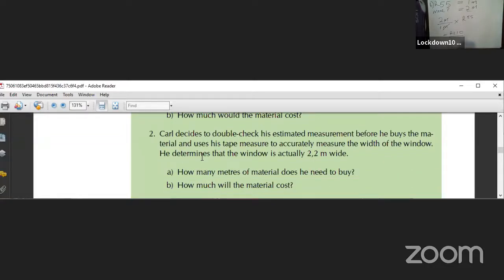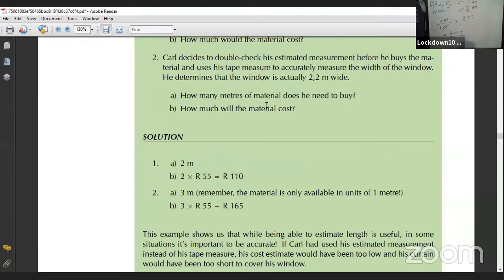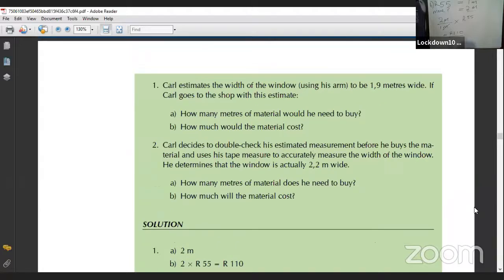Okay, let's move on to question number 2. Question number 2 says, Cow decides to double check his estimated measurement before he buys the material. He uses his measure to accurately measure the width of the window. He determines that the window is actually 2.2 meters wide. How many meters of material does he need to buy now?